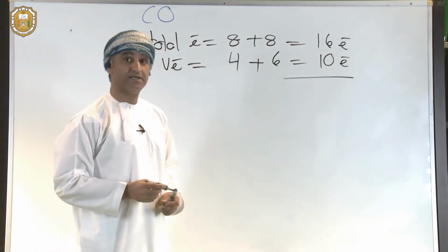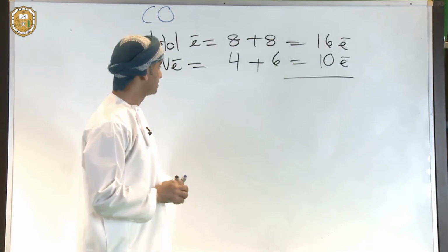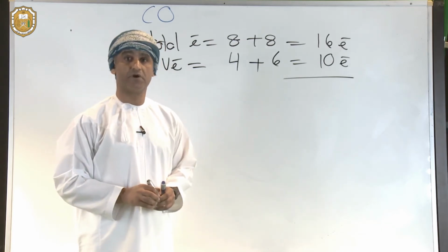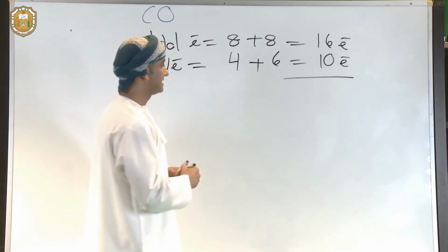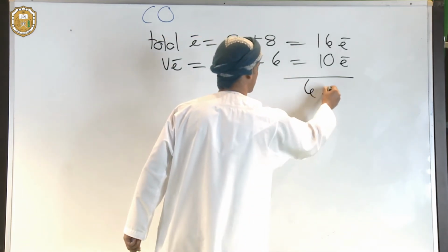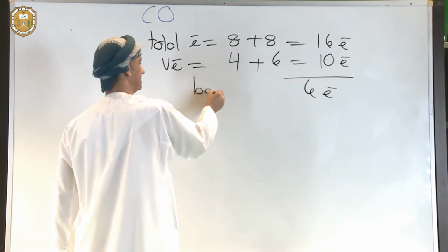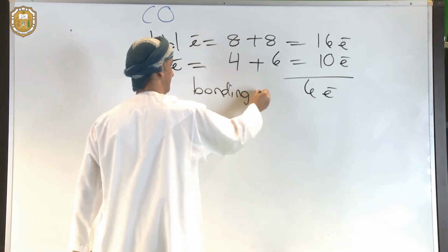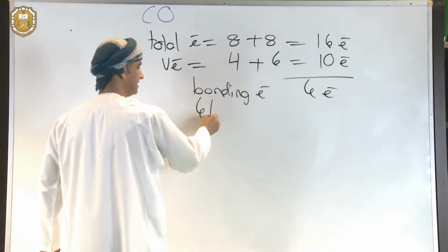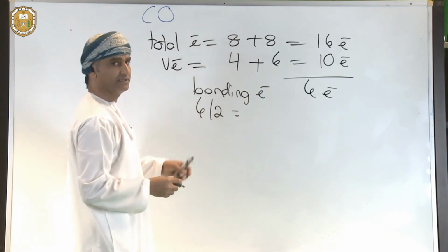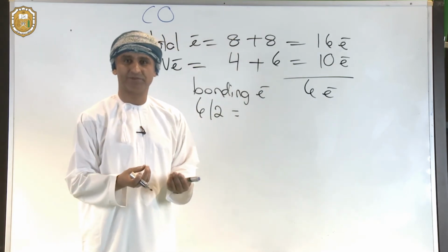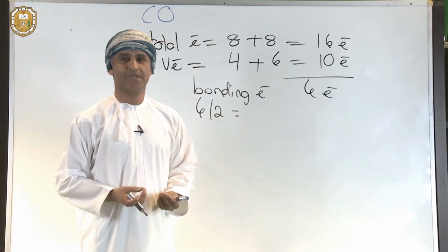If we subtract the number of valence electrons from the total number of electrons, we get 6 bonding electrons. So 6 bonding electrons is the result here. If you divide 6 by 2, and why do we do that? Because we need 2 bonding electrons to constitute a bond.